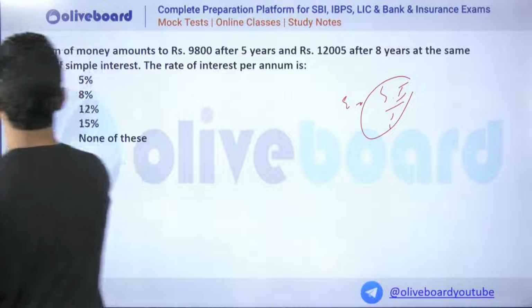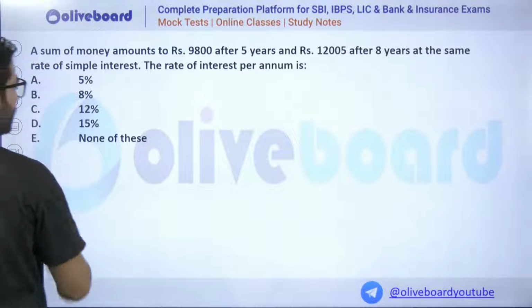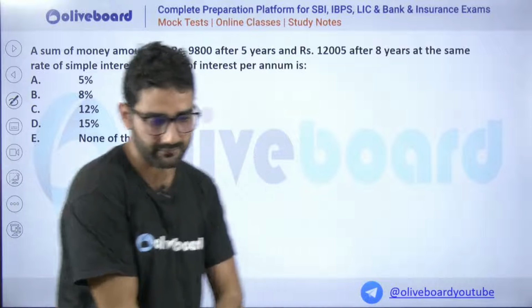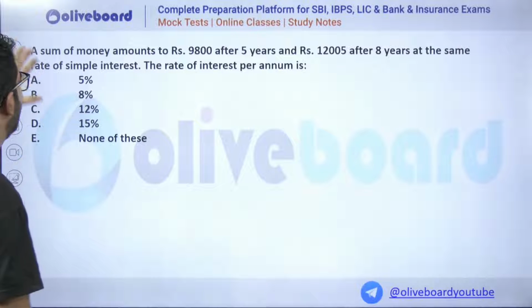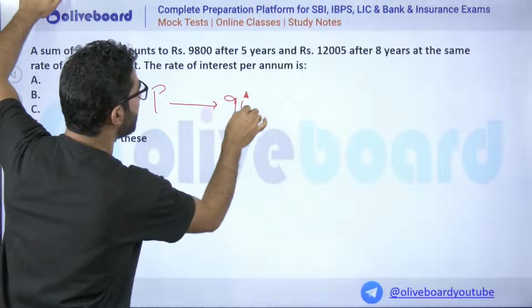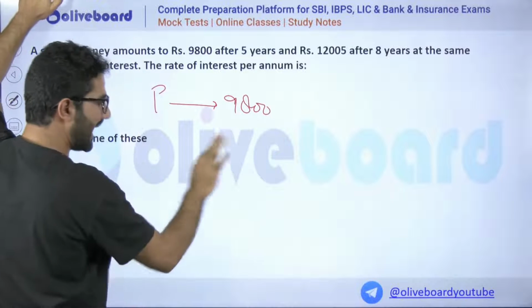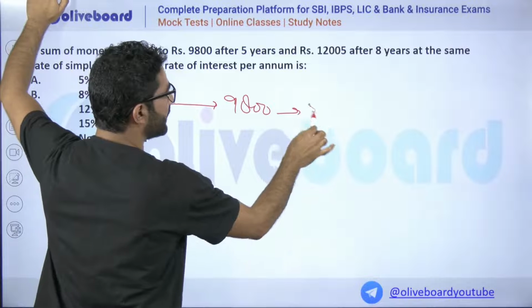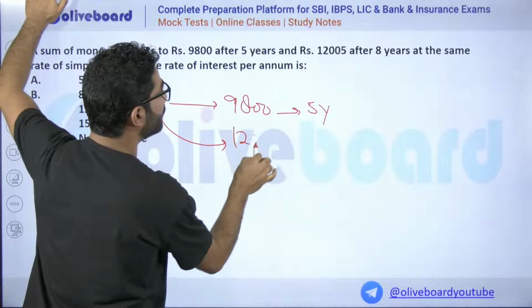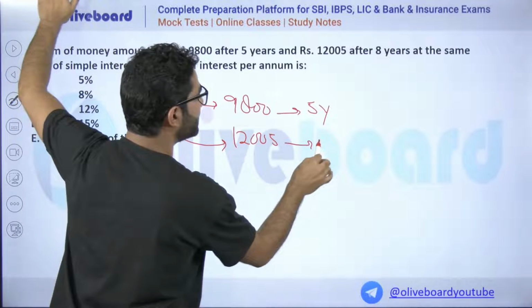So how to tackle this? Yes, give me the value. Yes, the answer has come from Saswat, 12C. Now, there is a principal amount that becomes 9,800, and it takes 5 years. The same principal becomes 12,005, and it takes 8 years.